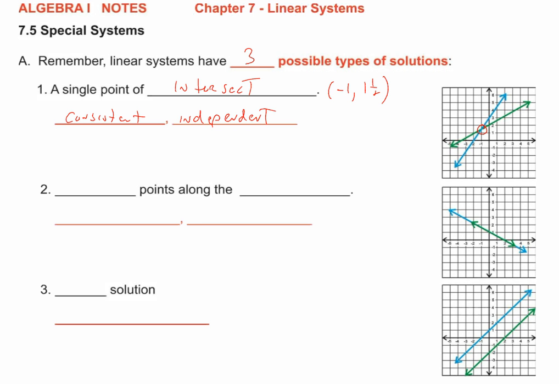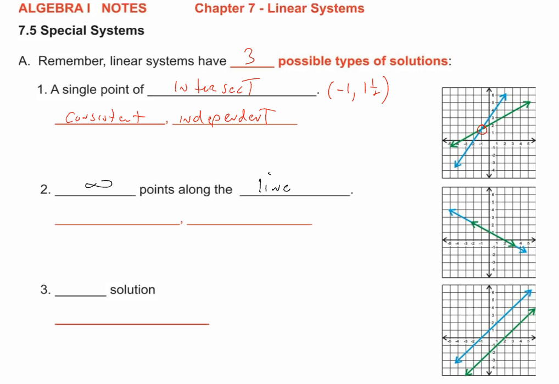All right, the second scenario, our solution is now what? Infinite points along the line. So again, whether you can read it off the board or off your paper, probably off your notes is easier. Take a look at your notes. Give me now the written solution, not the word solution. What is the written solution? How do you say the infinite points along the line?